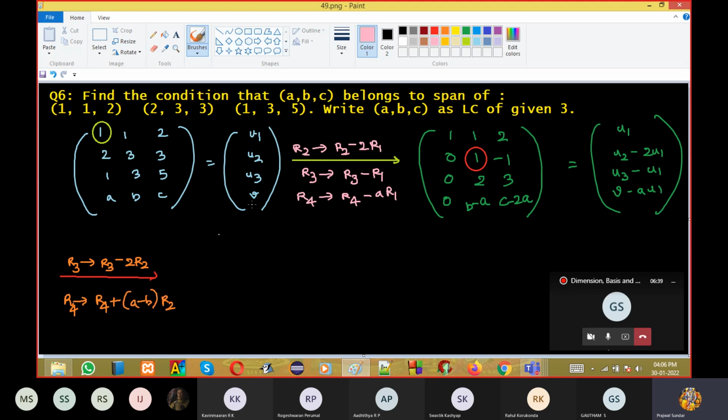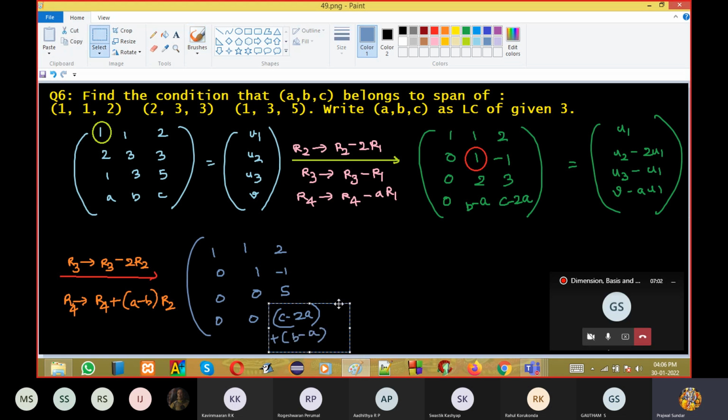If you perform these operations, you will get 1 1 2, 0 1 minus 1, 0 0 5, and then 0 0, and for this element I write c minus 2a plus, multiplying by a minus b, b minus a, plus b minus a. So I can simplify this as c plus b minus 3a.